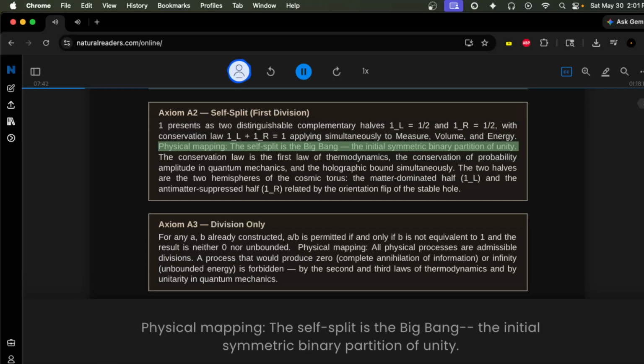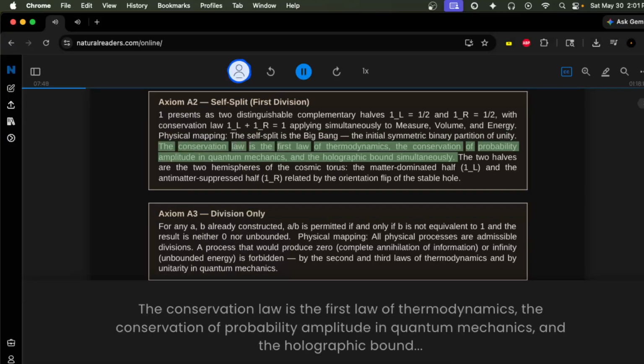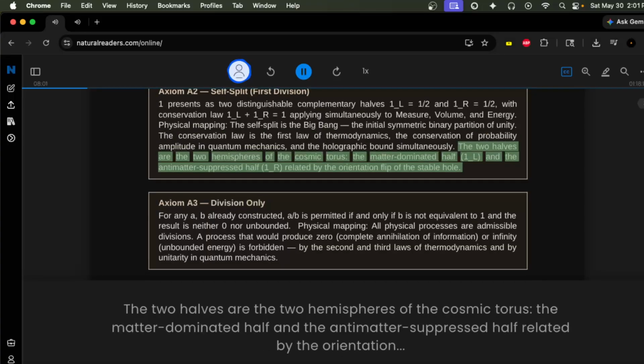Physical mapping. The self-split is the Big Bang, the initial symmetric binary partition of unity. The conservation law is the first law of thermodynamics, the conservation of probability amplitude in quantum mechanics, and the holographic bound simultaneously. The two halves are the two hemispheres of the cosmic torus, the matter-dominated half and the antimatter-suppressed half, related by the orientation flip of the stable whole.